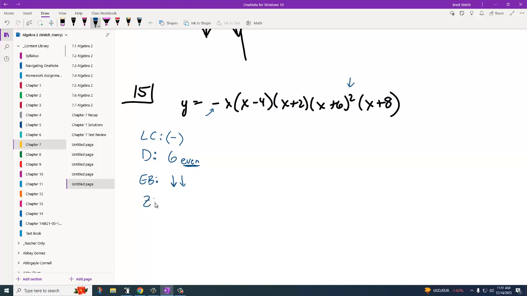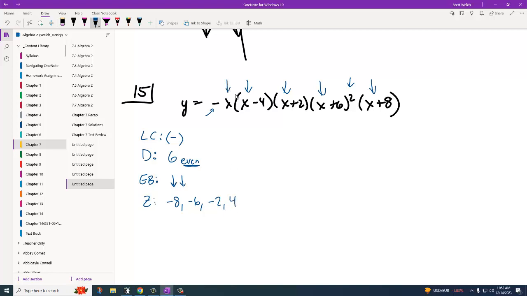The next thing is the zeros. The zeros are whatever make each of these x values. If I plug in a number for each of these, I'd want each value to become 0. So for instance, x plus 8 would be 0 if x was negative 8. X plus 6 would be negative 6. X plus 2 would be negative 2. X minus 4 would be positive 4.